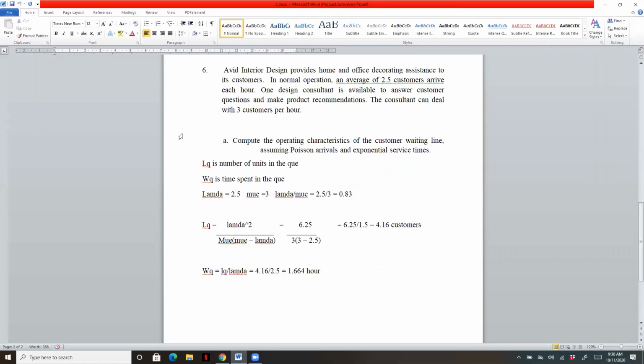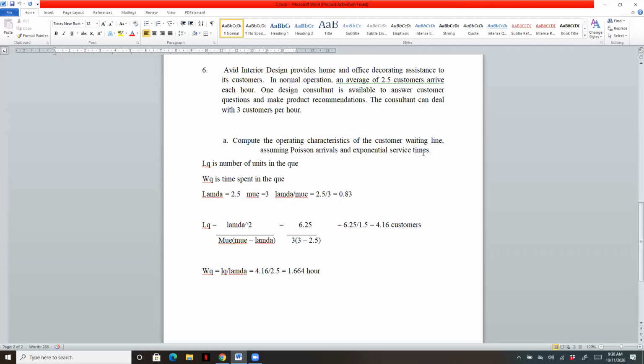So question 6 said, Avid Interior Design provides home and office decorating assistance to its customers. In normal operation, an average of 2.5 customers arrive each hour. One design consultant is available to answer customer questions and make product recommendations. The consultant can deal with 3 customers per hour. And the question said, compute the operating characteristics of the customer waiting line, assuming Poisson arrival and exponential service time.